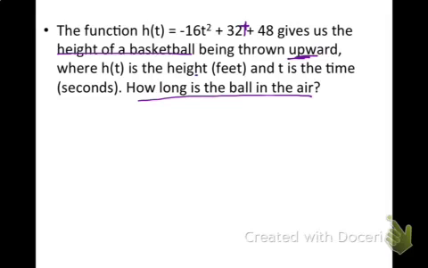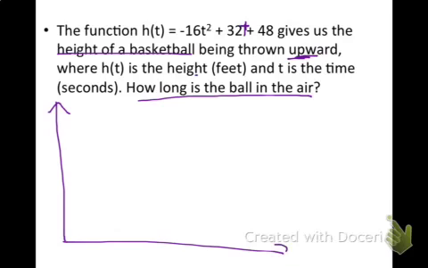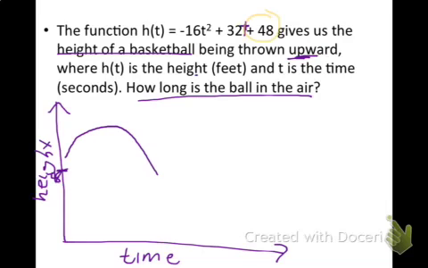So let's think about it for a second. We have this height, and of course it's going to start at 0. This is our time, and this is our height. So, since our c value is positive 48, that means it's starting at 48. It goes up, because we're tossing it upward, and then it comes down.